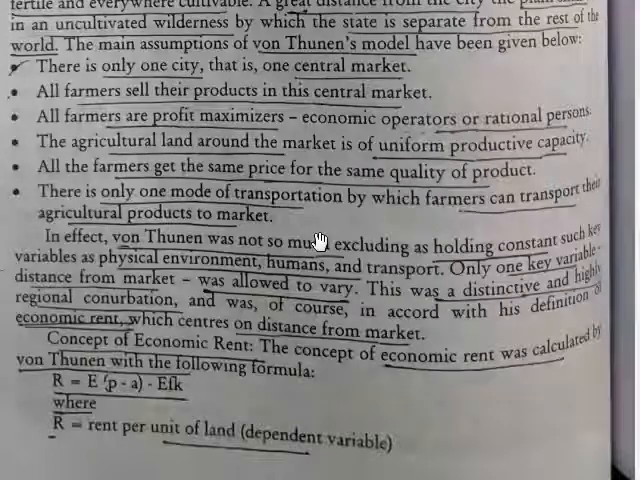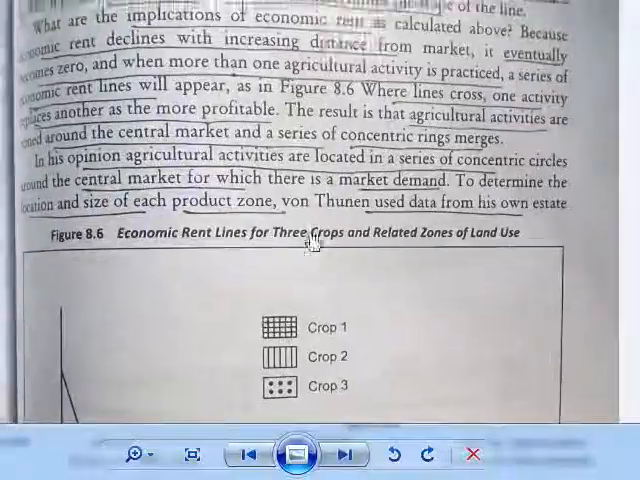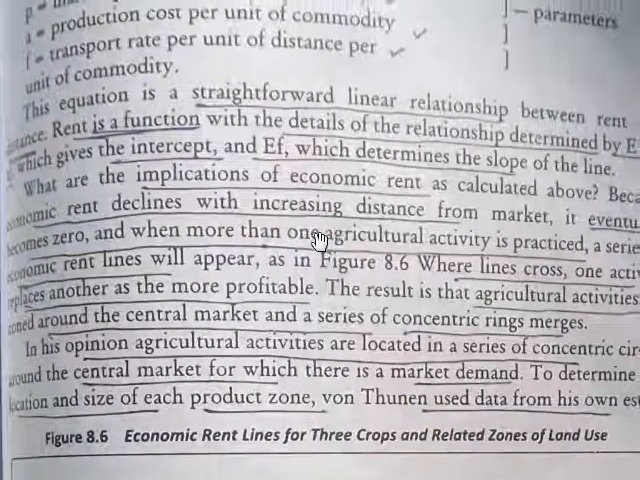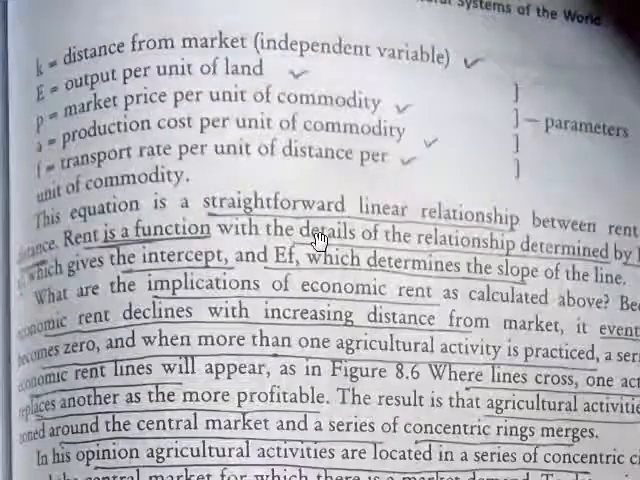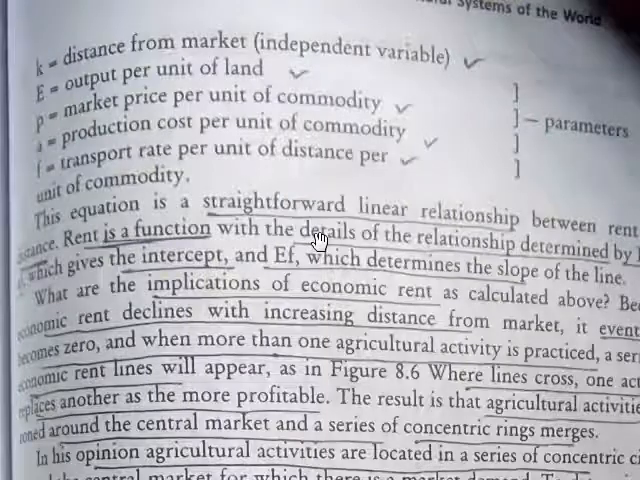The concept of economic rent was calculated by von Thünen's formula: R equals E into P minus A minus EFK. Here R equals rent per unit of land, the dependent variable. K means distance from the market, the independent variable. E equals output per unit of land. P equals market price per unit of commodity. A equals production cost per unit of commodity, and F equals transport rate per unit of distance per unit of commodity.